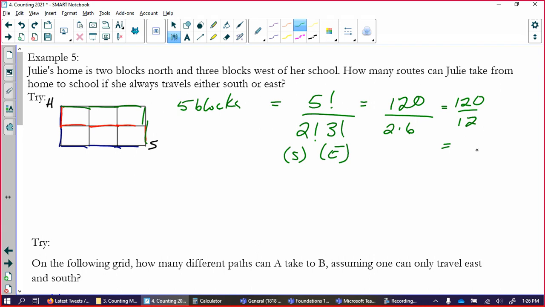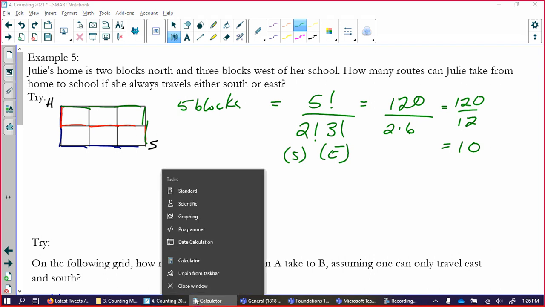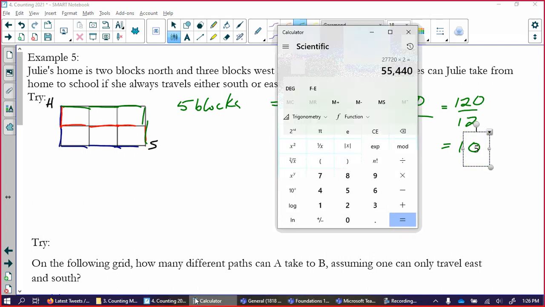Come on, brain. That's 10. There's 10 possible ways that Julie can go to school. That's 3 of them. 4, 5, and so on, and so on. We don't want to, assuming 5 factorial is that, every once in a while.